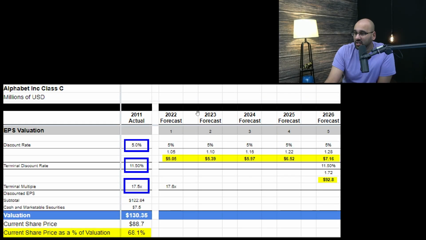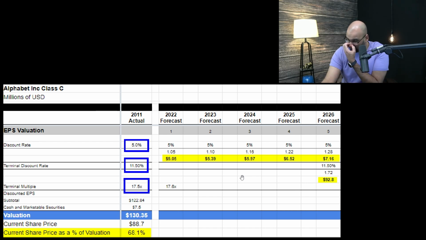Now, all that was done to calculate an EPS per share figure, which I have up above here in the model. And then I do something interesting that a lot of people always ask questions on. It's not right, it's not wrong, it's just how I do it, and you guys can agree to disagree. What I do is I have a medium term discount rate, which you can see here. This is that 5%. And then I have a terminal discount rate, which is this 11.5%.